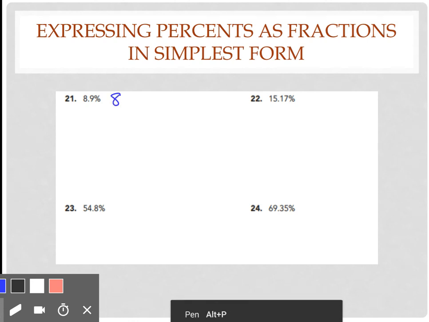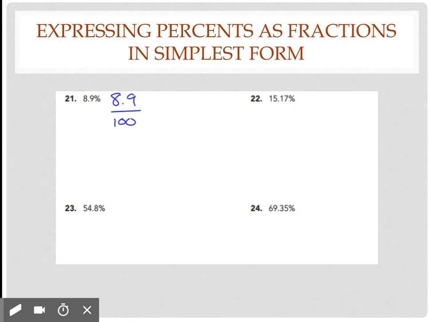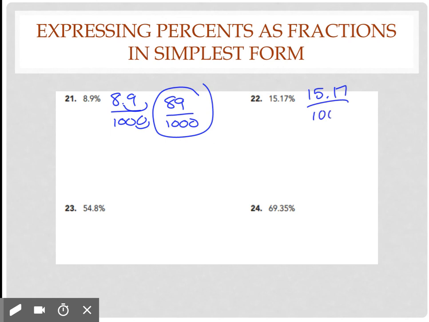So 8.9 over 100, I move my decimal and I'd get 89 over 1,000. 89 is prime, so that's the way it stays. And number 22, 15.17 over 100. This is another example where we move our decimal 2 spaces, so 2 spaces on the bottom. So you would get 1,517 over 10,000, which again is your final answer.